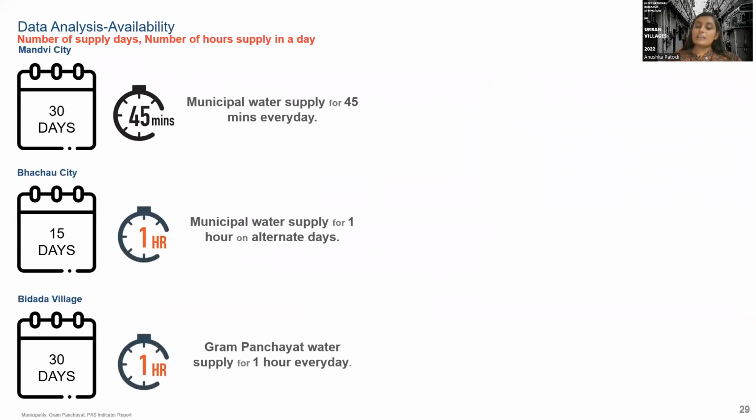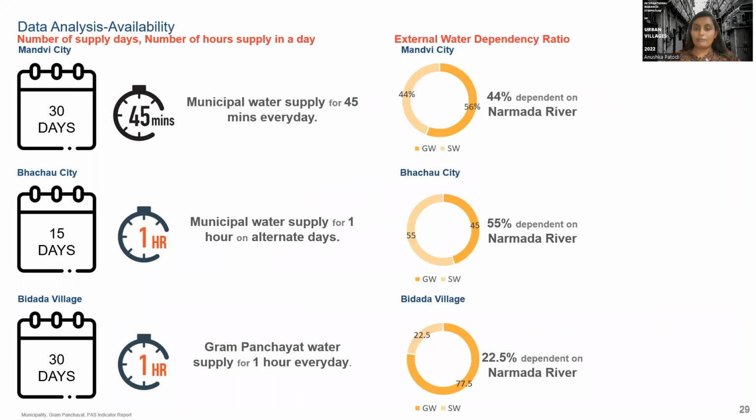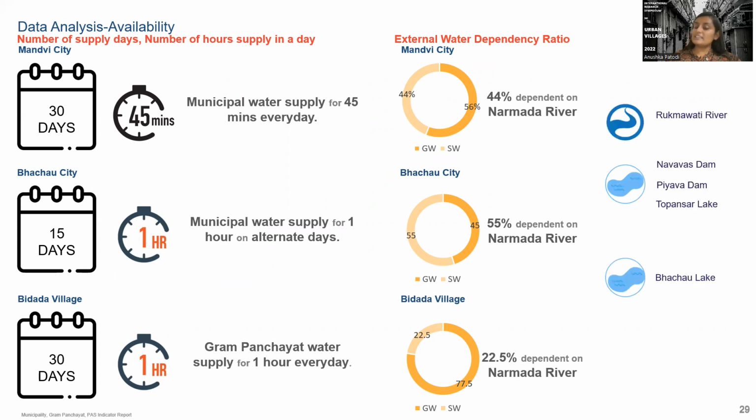The next indicator is number of supply days and number of hours of supply in a day. In Manvi, there is a municipal water supply of 45 minutes every day. In Bachao, there is municipal supply of 1 hour every alternate day, whereas in Bidda Gram Panchayat, water is supplied 1 hour every day. The last indicator is external water dependency ratio, where Manvi is 44% dependent on Narmada water, Bachao is 55%, and Bidda is 22.5% dependent. The own water sources in these areas only act as recharging structures.